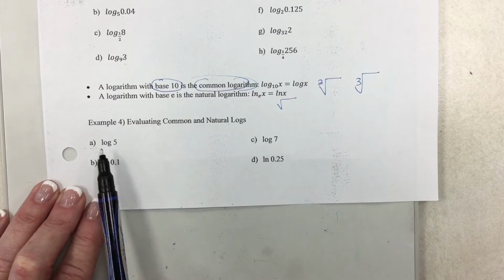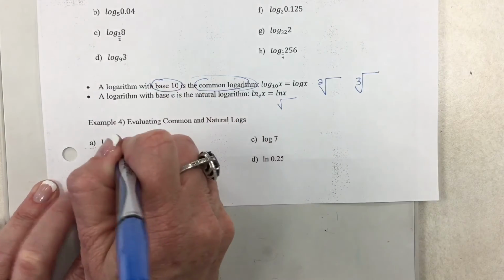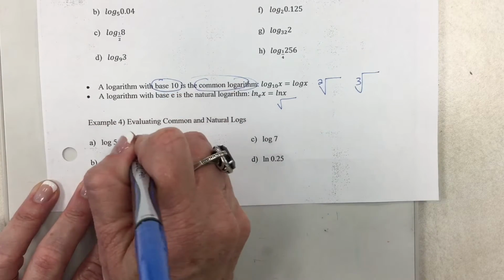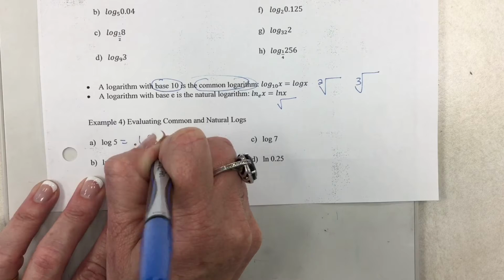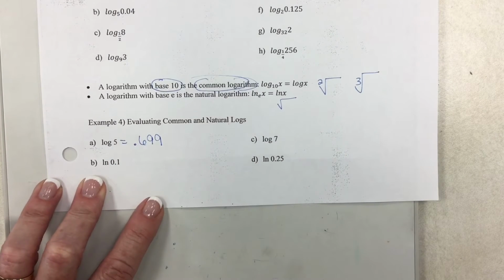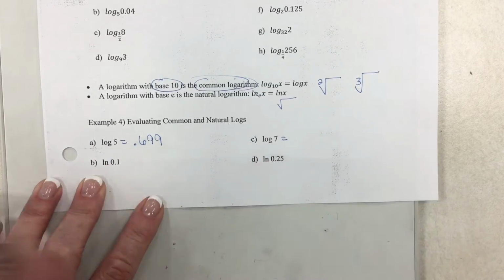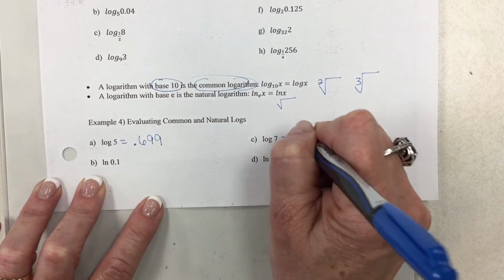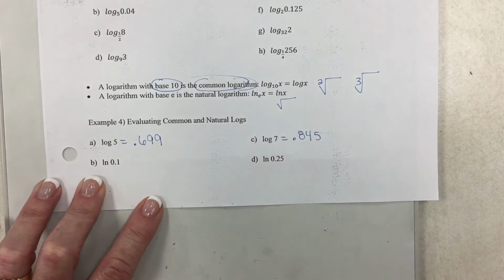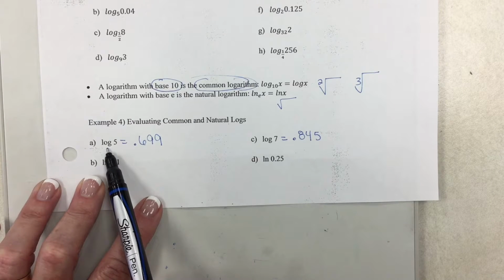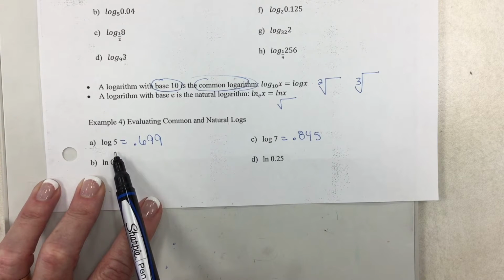On your calculator, type in log 5 and tell me what you get. I just rounded it to the easiest one, 0.699. Do the same thing for log 7. And you should get 0.845. Typing that into your calculator. And again, that's assuming there's no base there. I don't mean there's no base. There is always a base. It's a base 10. Okay?